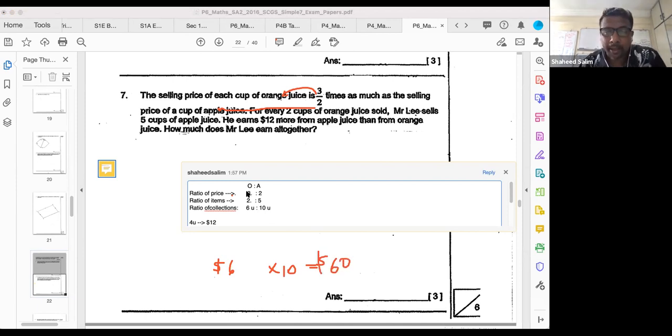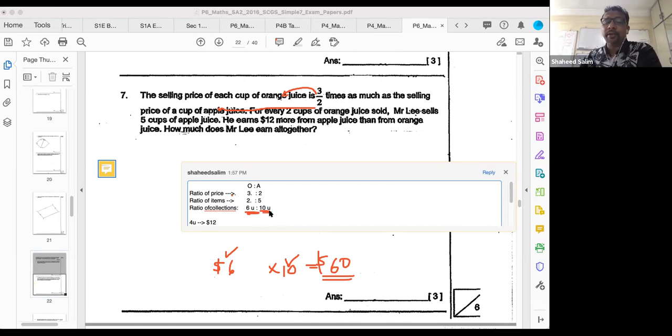Same thing. I take the price, this is the price of one item, times the number of items bought. I get the total amount of money. So the total amount of money is 6 units. Same thing, I take the price of the apple juice times the number of cups sold, and together I get 10 units.